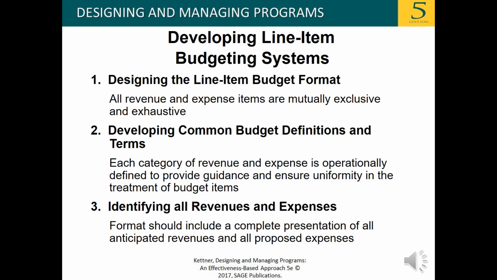Step 2, developing common budget definitions and terms. Each category of revenue and expense is operationally defined to provide guidance and ensure uniformity in the treatment of budget items. Step 3, identifying all revenues and expenses. The format should include a complete presentation of all anticipated revenues and all proposed expenses.